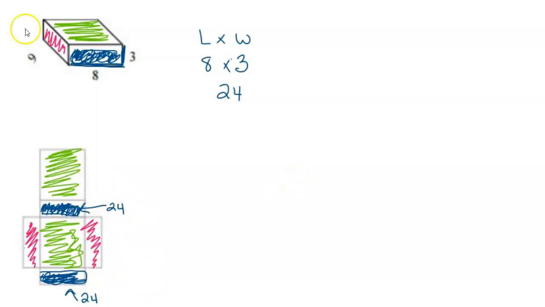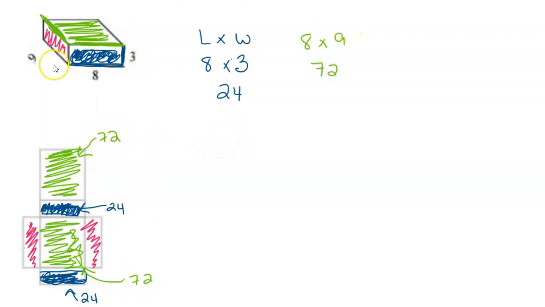All right, let's do the green. So we need one side of the green and then the other. So we need this side of the green, which looks like it's 8. And then we need this side, which is 9. So we have 8 times 9, which is 72. So that means that this right here is 72. And so this area must also be 72.